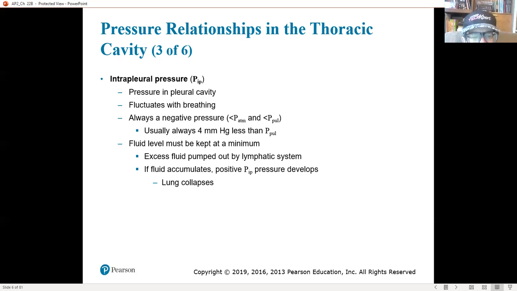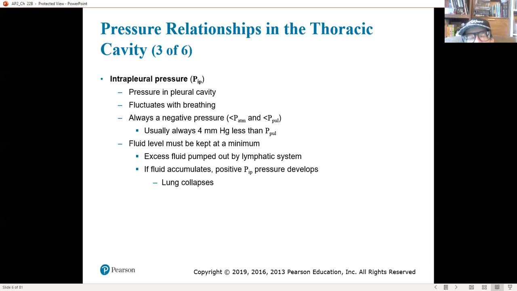So if you think about this, it needs to be negative because you need to have these sucked together. You need to have the two layers of the serous membrane holding on to each other. If it was higher than the atmosphere, you'd collapse the lung. So anyway, always a negative pressure, usually 4 millimeters less than the pulmonary pressure. You keep the fluid at a minimum.